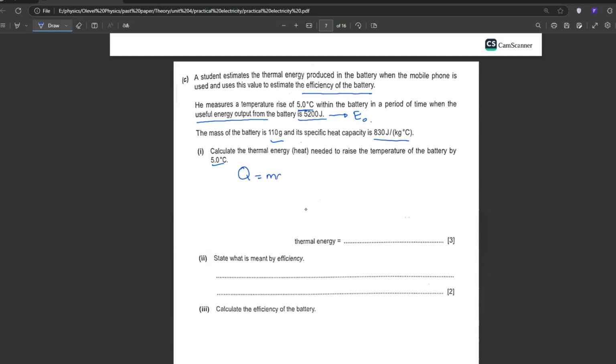Q is equal to mc delta T. What is mass? Mass was given here, 110 grams. This becomes 0.11 kg. What is the specific heat capacity? 830. Okay, what is the change in temperature? 5 degrees centigrade. Can you calculate the thermal energy lost? Yes, 0.11 into 830 into 5. This gives you a value of 456.5 joules as your answer.